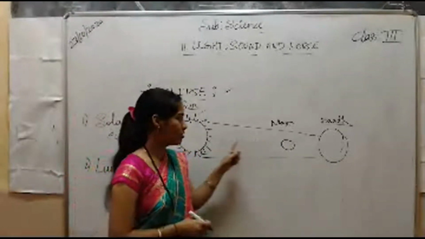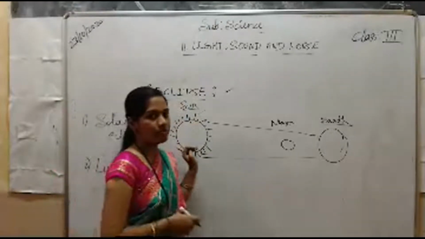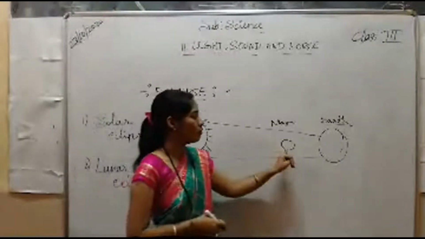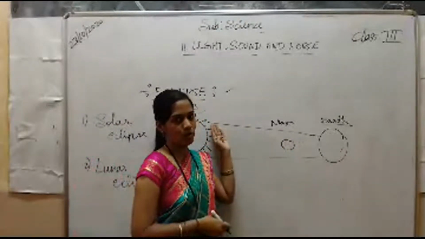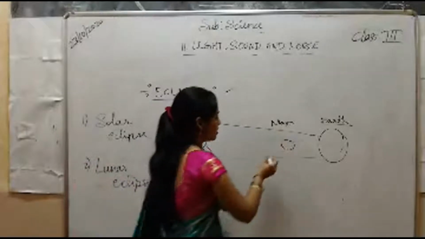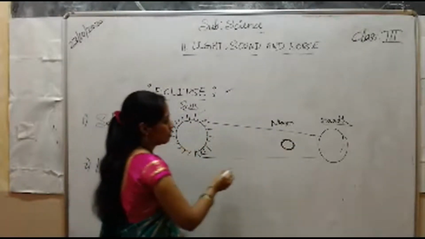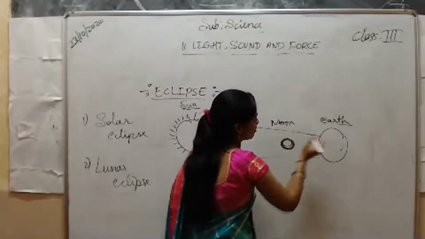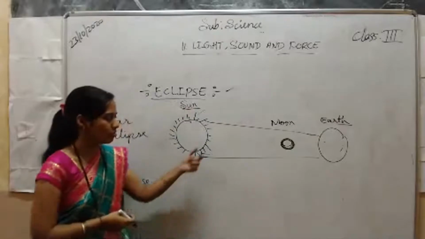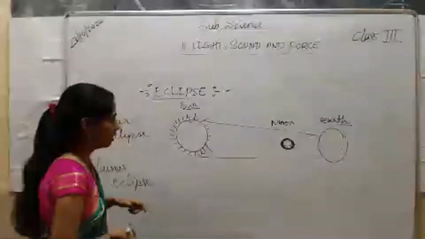In a solar eclipse, the sun cannot be seen. Why can the sun not be seen? Because the moon blocks the sunlight, so we cannot see the sun. This moon's shadow falls on the earth. This is called a solar eclipse in a simple way.